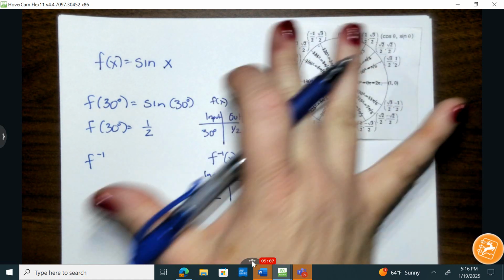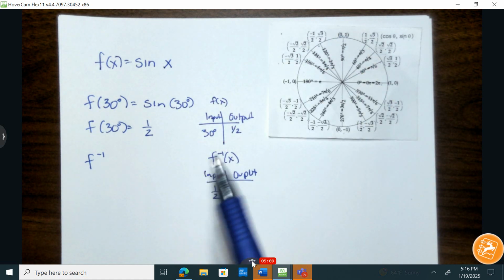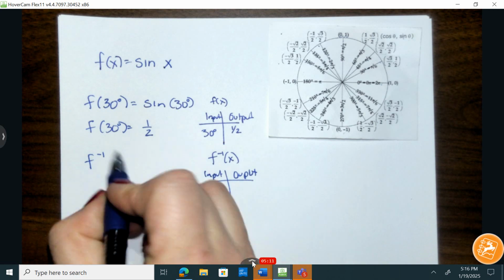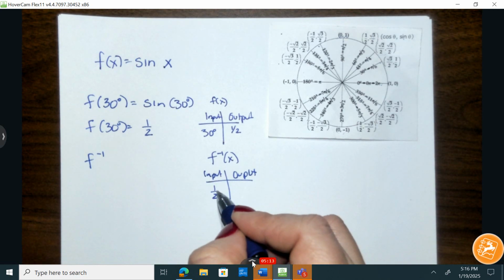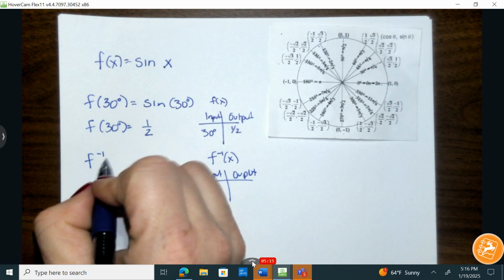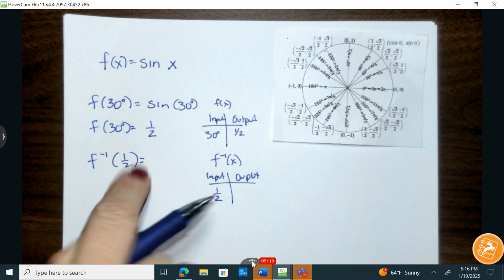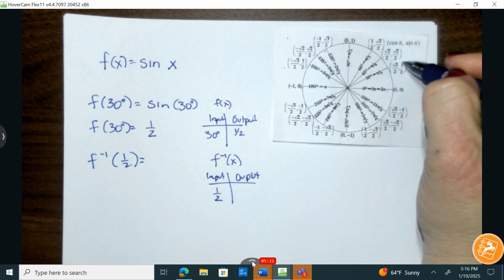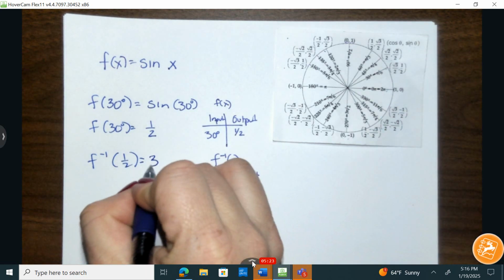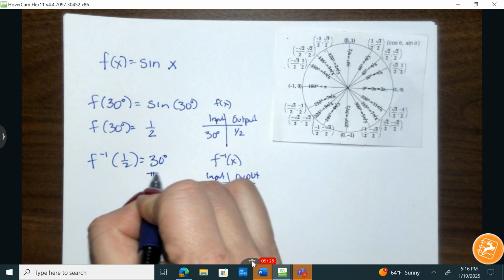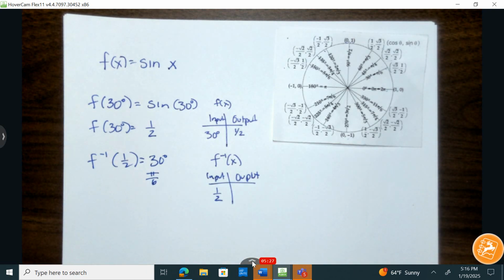So let's look at our unit circle and find out where I can find a value of 1/2 for sine functions. I'm going to plug in 1/2, and my mind says it should be 30 degrees. Let's check. Right here is positive 1/2, so we could write down 30 degrees. Maybe other people would write down pi over 6, all true statements.